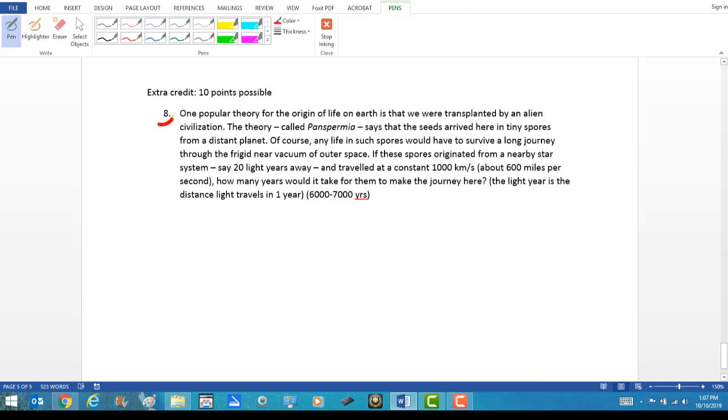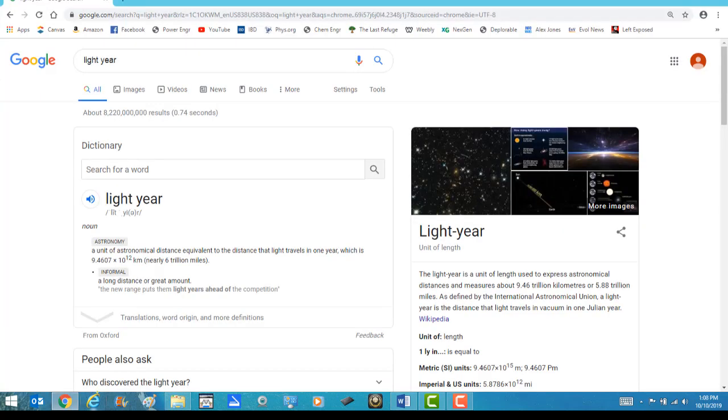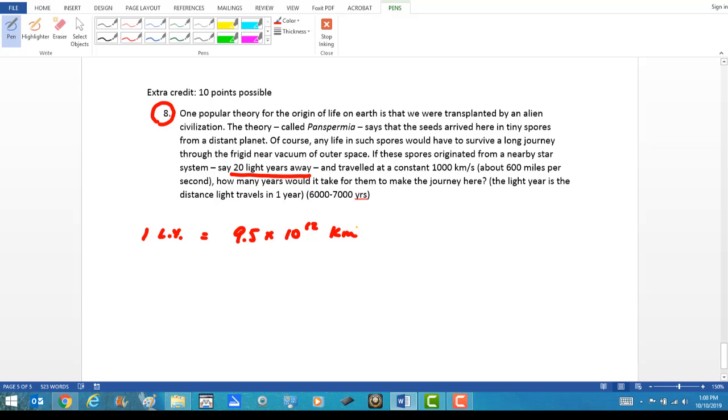In this problem, the trick is to recognize that 20 light years is not time, it's distance. Go to your favorite search engine and type in light year, and you're given a value. Here I've rounded it off. 1 light year is about 9.5 times 10 to the 12th kilometers. These spores have to travel 20 of those, so you will need to multiply that by 20. The velocity that they're traveling is given here, 1,000 kilometers per second. Extremely fast, in other words, 600 miles per second.